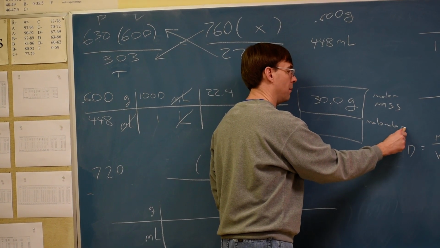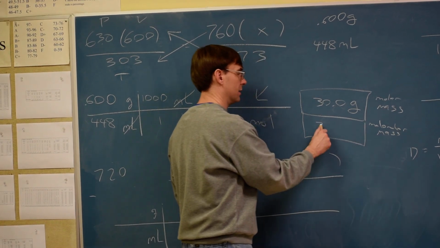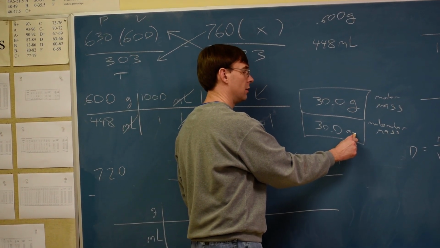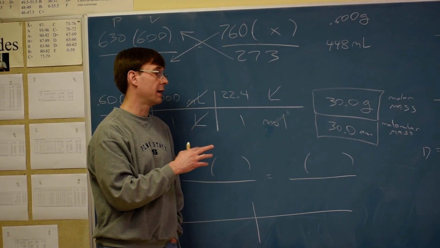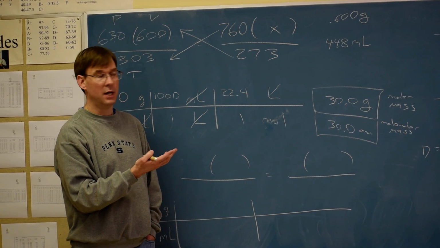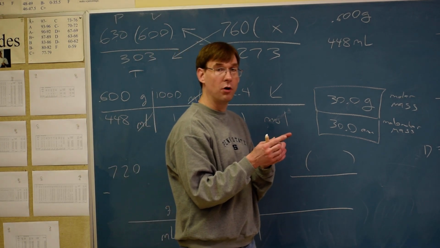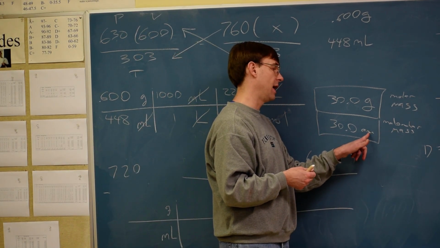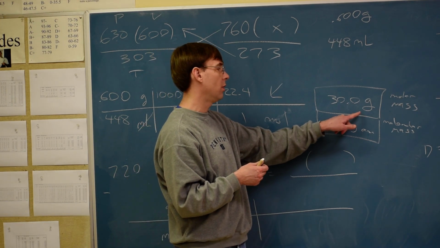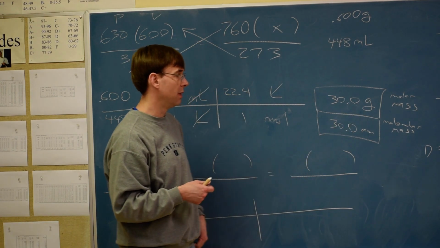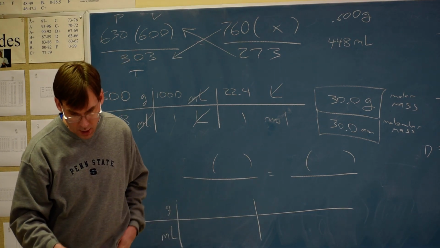The molecular mass is also 30.0, but in AMUs. You might remember doing that a few chapters ago. The molar and molecular masses are the same numbers, just the molecular mass is for the molecule, tiny, tiny, tiny, measured in AMUs. The molar mass is a more manageable amount in the real world that you could see. That was always measured in grams.